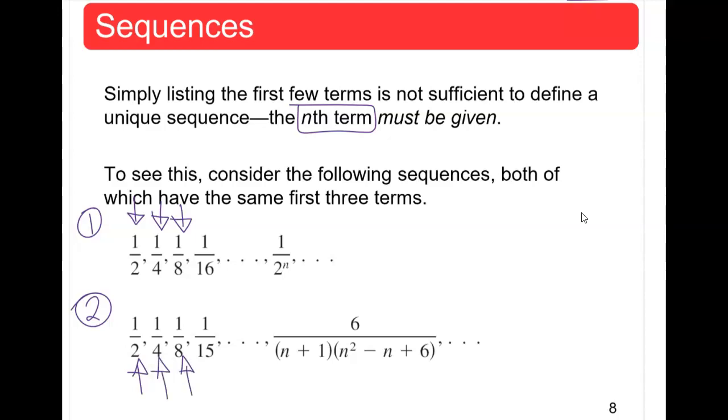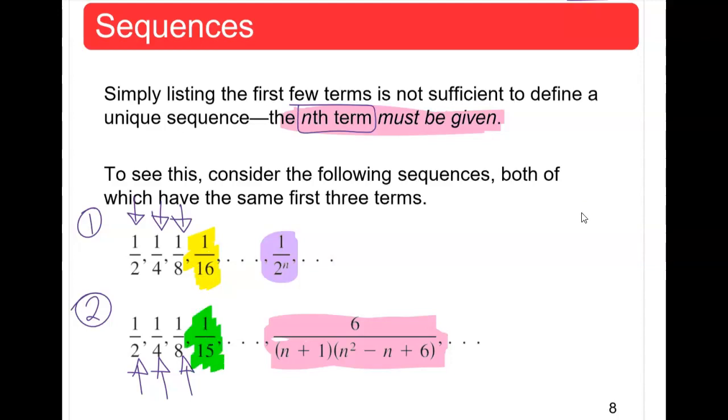However, the formula for the nth term happens to be very different, in fact. And so that's why we need to be given the formula for the nth term. You could see here that for the fourth term of the sequence, this one happens to be 1/16, and the other one is 1/15. So they are different, even though the first 3 terms were the same.